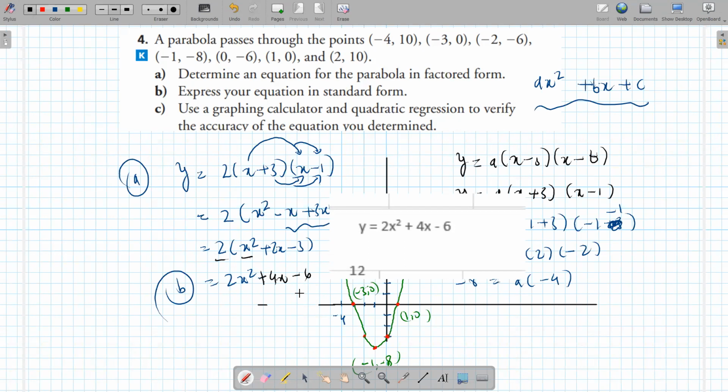It's because these points are very nice. They go through the x-intercepts. There's a nice vertex. All of them are whole numbers. So if you do it by hand or if you use technology, you're going to get the same thing.